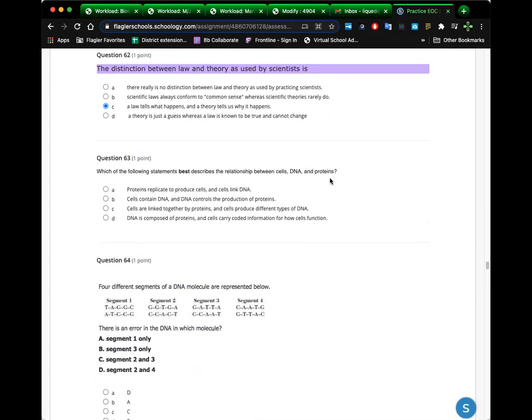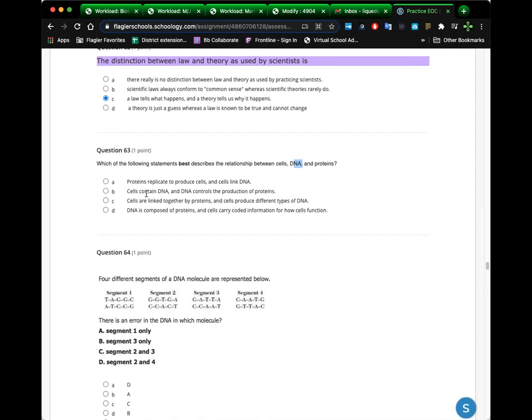Relationship between cells, DNA, and proteins. Before I even read, I'm just going to tell you. Inside the nucleus of a cell, you have DNA. That DNA inside the cell is the directions to basically make proteins. So cells contain DNA. DNA controls the production of proteins.